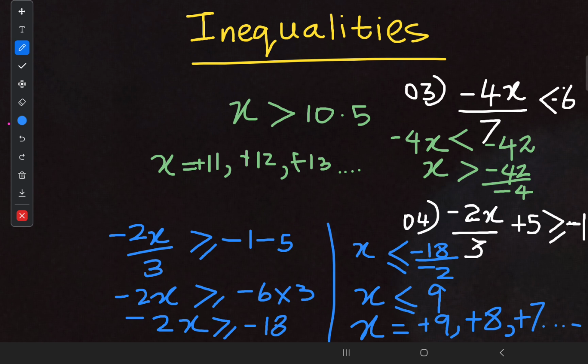When we deal with these kinds of inequalities, be aware. When we deal with negative values to multiply or divide, you should be aware during those arithmetic operations. Other than that, all the other remaining operations are the same as our equations.